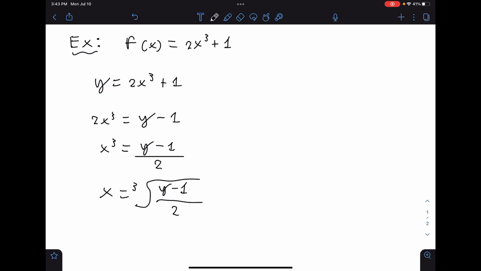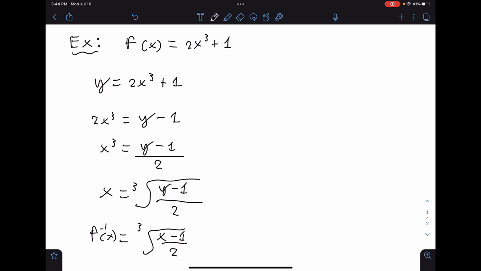And now the last step is basically just replacing this x here with f inverse of x, and replacing the y's. Remember, switch x's and y's. So if we switch x's and y's, we have that y is equal to the cubed root of x minus 1 over 2. Now we get rid of our y here and we replace it with f inverse of x. And that's how you find the inverse.